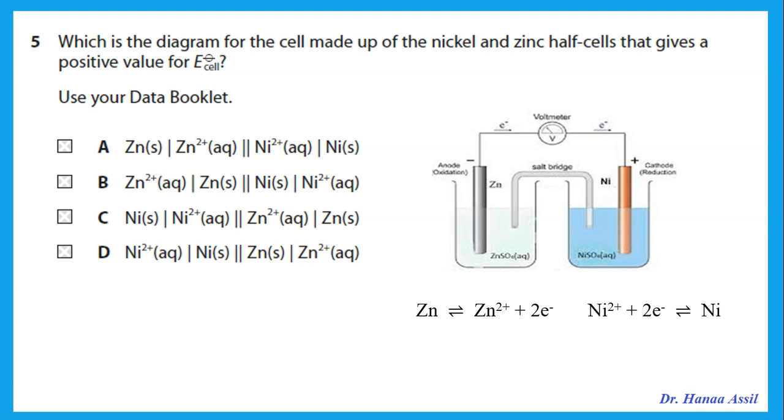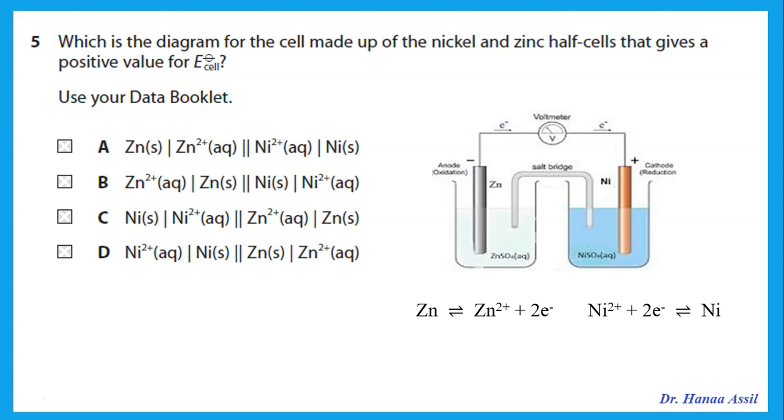So in our data booklet, you will have the value zinc 2+ at the top of the data booklet. So that is the one where you will have oxidation, and the nickel is somewhere below, so that is a more positive reduction potential, so that would be the one that is reduced.